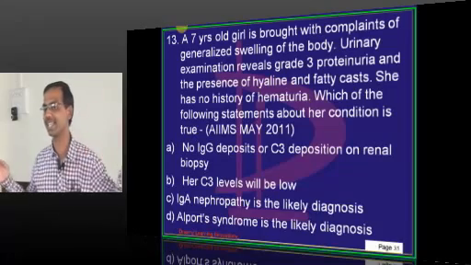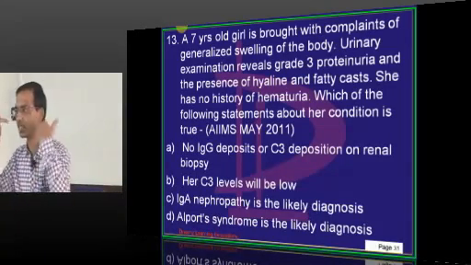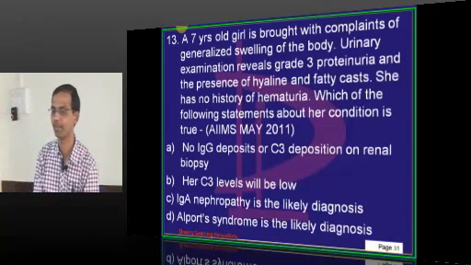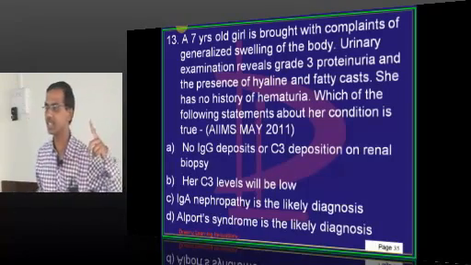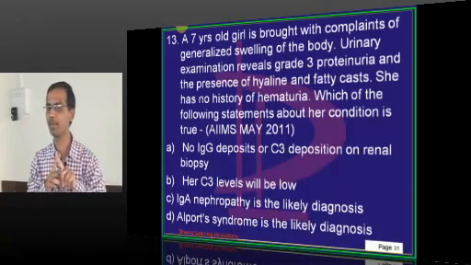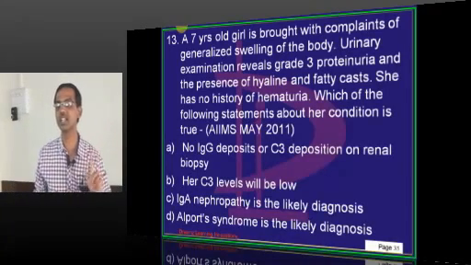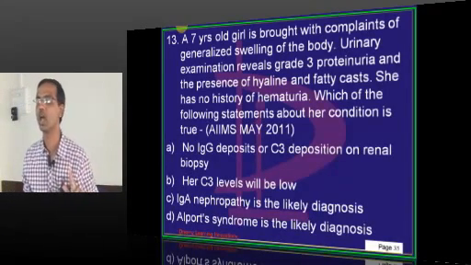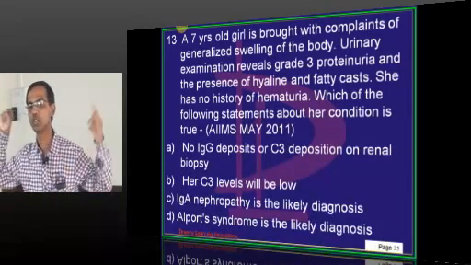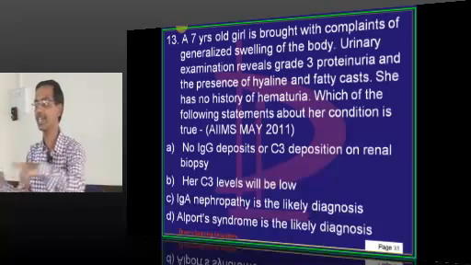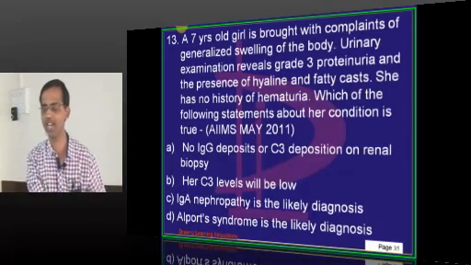Hypoalbuminemia generally causes massive edema and it involves all the tissues of the body. To begin with, it might be just periorbital and pedal edema, but later on it involves the entire body. So generalized edema is a clue towards hypoalbuminemia. Second clue, child with hypoalbuminemia. Third thing is grade 3 proteinuria. We grade proteinuria as mild, moderate, massive, grade 1, grade 2, grade 3. So grade 3 is massive proteinuria, which explains our hypoalbuminemia. Massive proteinuria, hypoalbuminemia, and generalized edema.